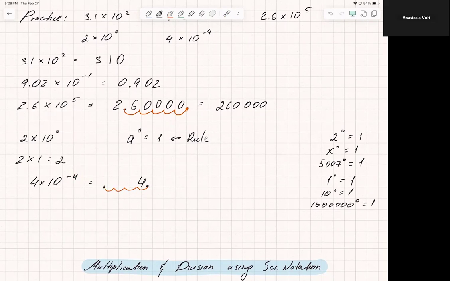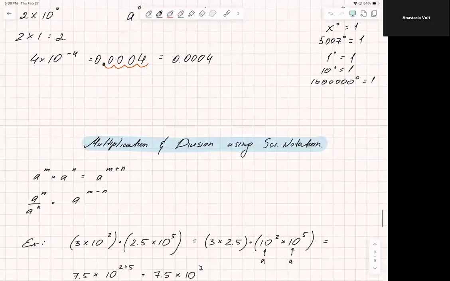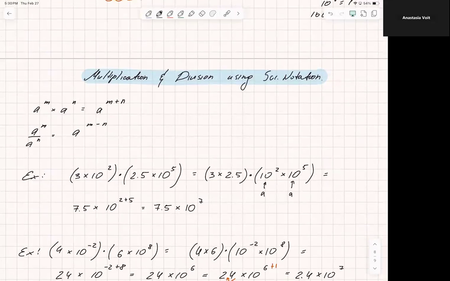So this is the new location for our decimal point, and we fill in the empty spaces with zeros. So the final result would be 0.0004. Okay, this is how we convert scientific notation into the decimal. All right. So the last thing I want to show you is multiplication and division using scientific notation.